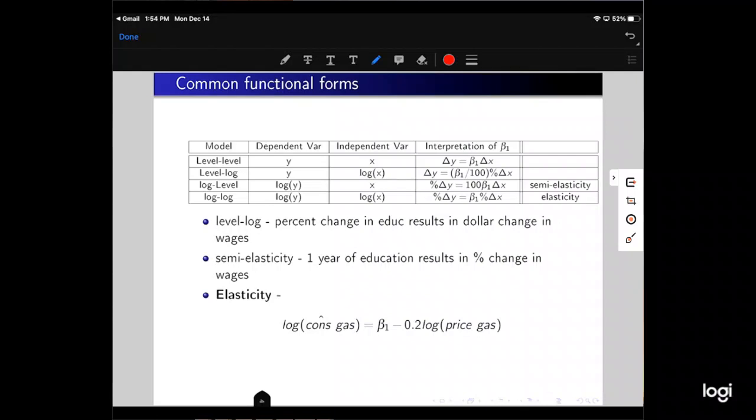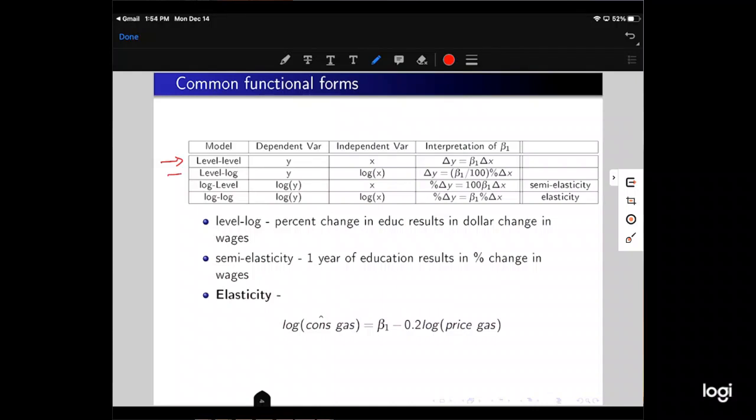Okay, some common functional forms. We have level. This is what we've been talking about all throughout this set of lecture notes. This is when we're regressing y on x, the level of y on the level of x. And the interpretation of beta, the slope coefficient, is a change in x. A 1 unit change in x causes a beta 1 unit change in y.